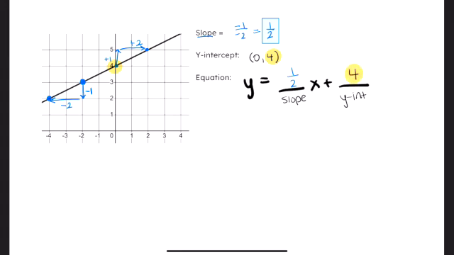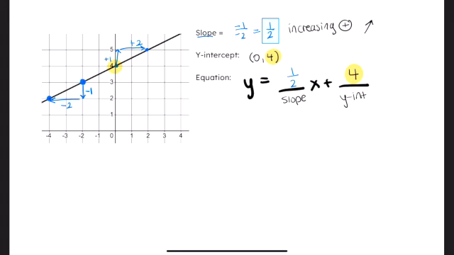A few things to keep in mind. One is to be careful with your positives and negatives. One easy trick to use is that when we look at this line, as we start on the left and follow the line, you can see that we're increasing, going up, and that means that we're going to have a positive slope. So if you ever get confused about the negatives, just make sure that if your line is increasing, you have a positive slope. If it was decreasing, that would mean a negative slope.